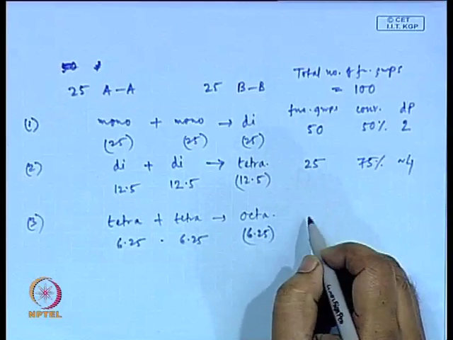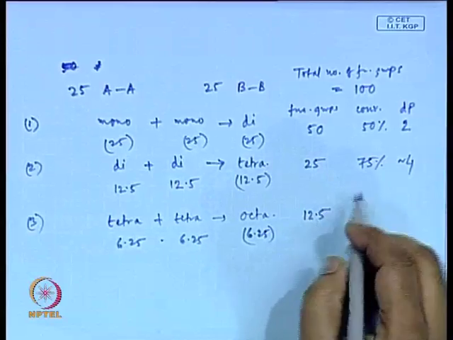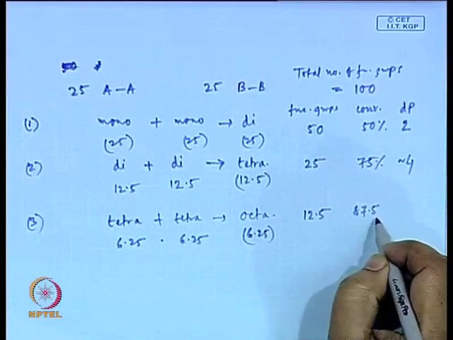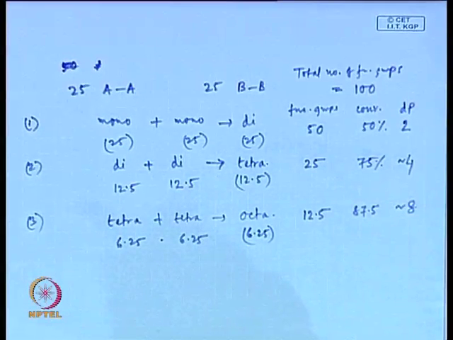So, how many functional groups now? 12.5. So, what is the conversion? 87.5, which will give you approximately a degree of polymerization of 8.